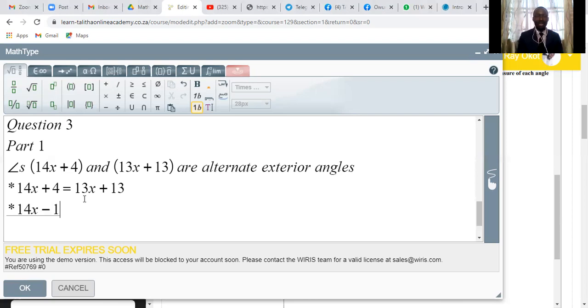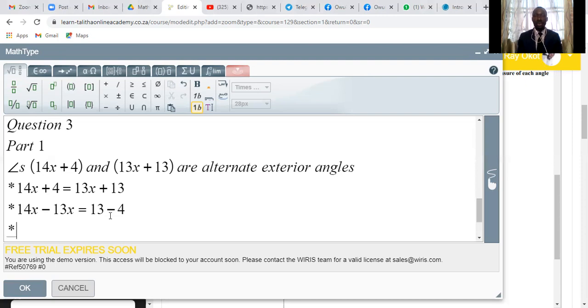So we will have 13x on the left-hand side. On the right-hand side, we will have this 13, which is positive, and from it we take away 4. Notice that 4 previously was positive, or plus, on the left-hand side. So when we move 4 from the left-hand side to the right-hand side, it changes its sign from plus to minus, which is what we have right here.